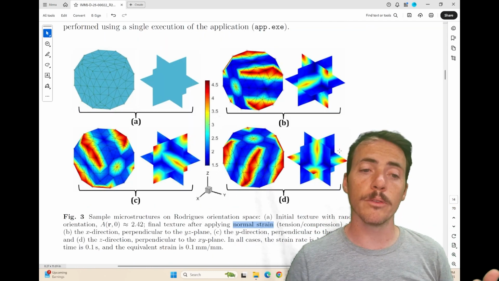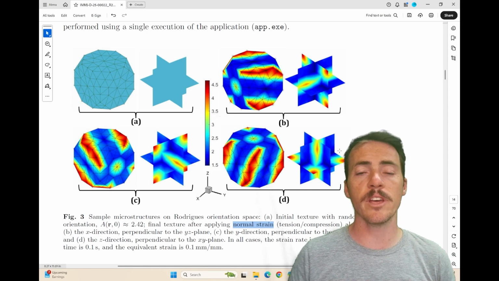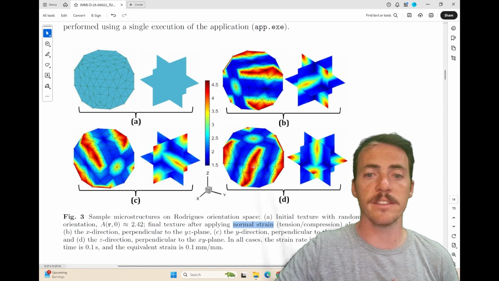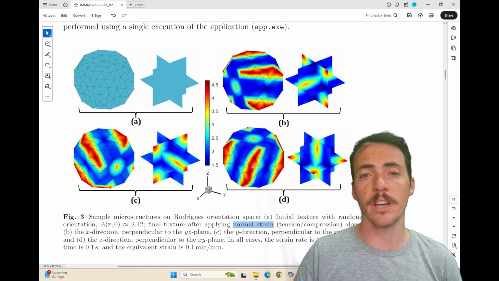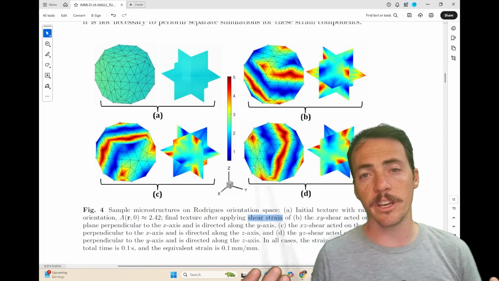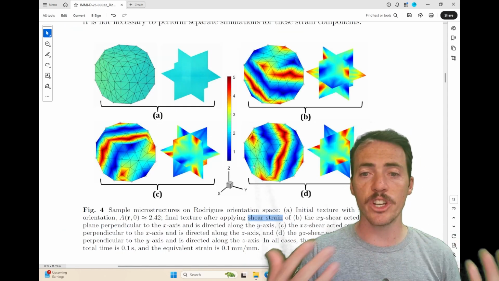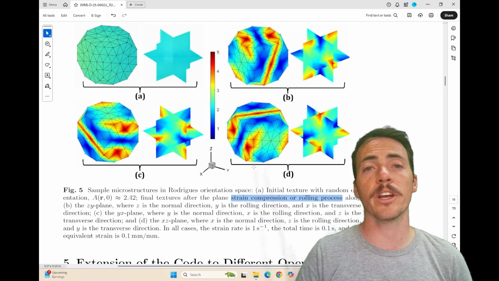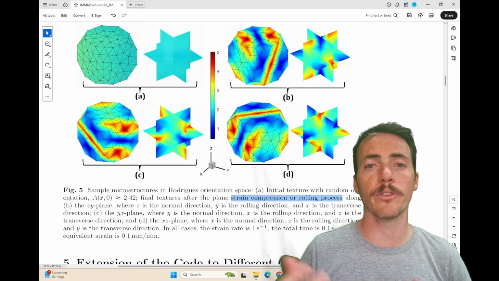Here's some samples of the microstructures in the Rodrigues orientation space, and what you're seeing here, this was normal strain in the X, Y, and Z axes and what the resulting texture would look like. Similarly, it can be done for shear. So here's shear in the XY, XZ, and YZ planes. And then strain compression from rolling, similarly done in 3 different directions.